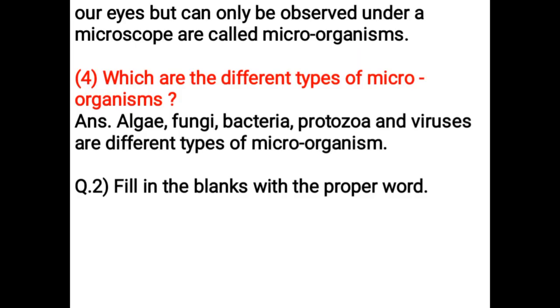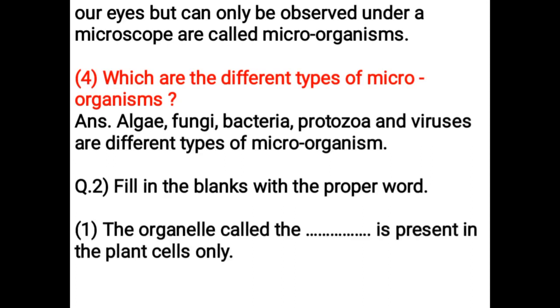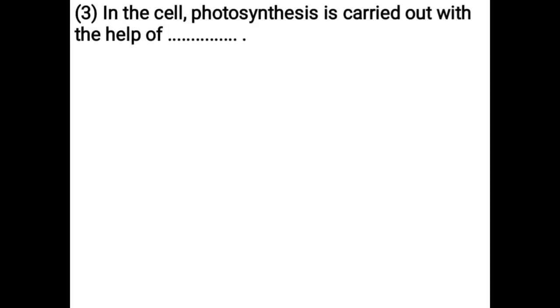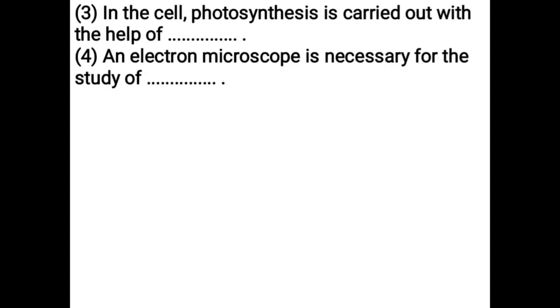Fill in the blanks with the proper word. The organelle called the plastids is present in the plant cells only. Garbage is converted into fertilizers by microorganisms. In the cell, photosynthesis is carried out with the help of chloroplasts. An electron microscope is necessary for the study of microbes, cell organelles.